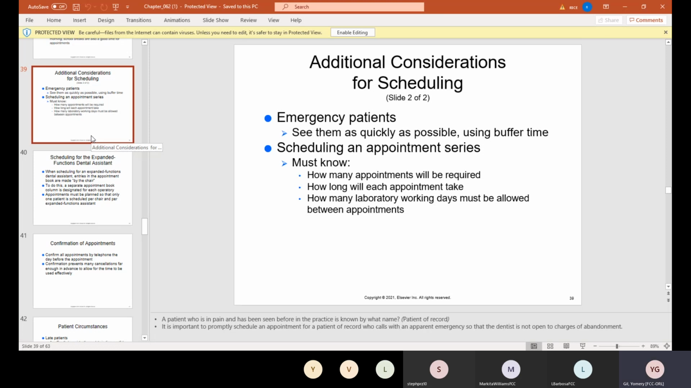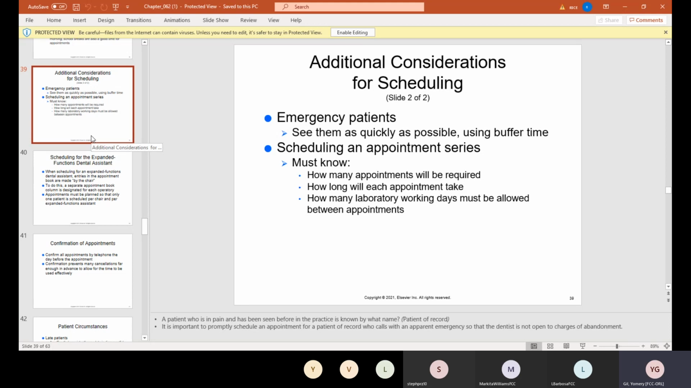Okay. How long will each appointment take? Going back to when you have to teach your patient about their treatment, when I used to tell them, well, it's a crown, it can take anywhere from 2 to 2.5 hours. So you have to let them know how long the appointment is going to take, so that they're aware of this beforehand. How many laboratory working days must be allowed between appointments?